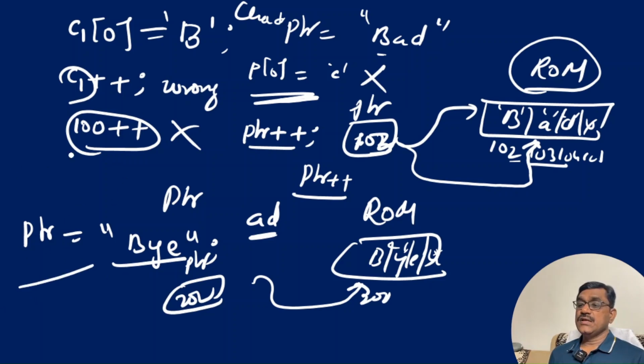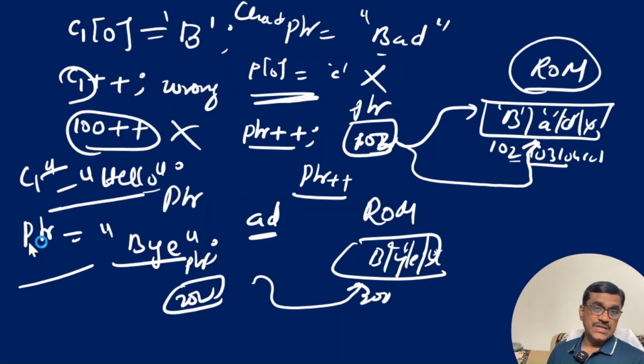right? Can you say here C1 equals a new string, for example, hello? No, it's not possible. So character pointers can be incremented, but the character array cannot be incremented, right? This is very, very important. So with this, we have clearly explained the main difference between the character array and character pointer.